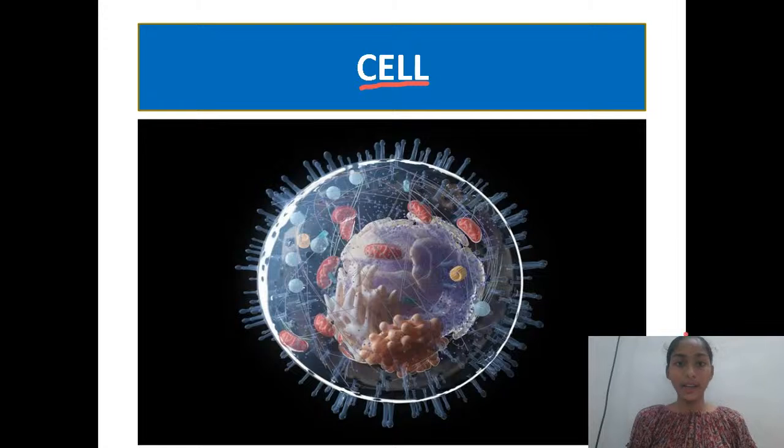So, what is a cell? A cell is a fundamental unit of life. Cells are small components in our body. A cell can be of different shapes and different sizes. A cell can be square, a circle, or a hexagon, any shape. A cell can take any shape, and in this diagram you can see the cell.